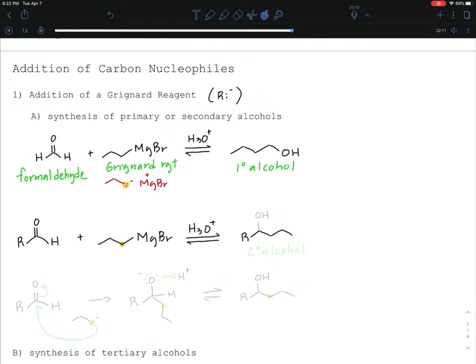So don't just put the hydroxyl group there. I've got 1, 2, 3, 4, and then, sorry, the hydroxyl group is over here. It was on the carbonyl. So 1, 2, 3, 4 carbons. Yep. So we have a secondary alcohol.